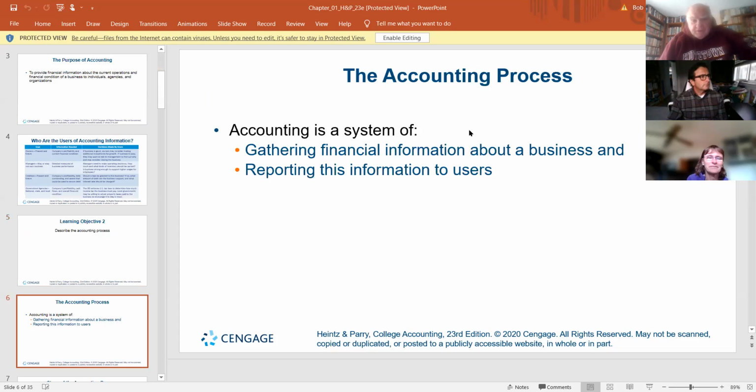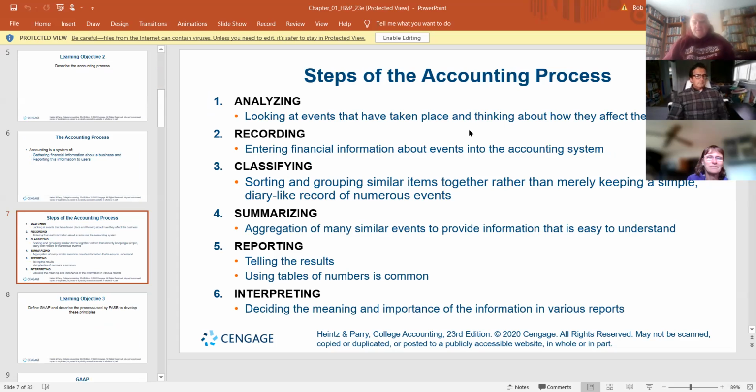The accounting process is the system of gathering information about a business and reporting this information. Now, you see these steps here? These steps are always on the test in one way or the other. I'm not saying you have to memorize them in a particular order, although that's the best way to do it. But understand what they're talking about.